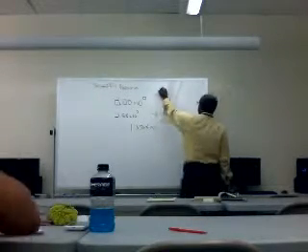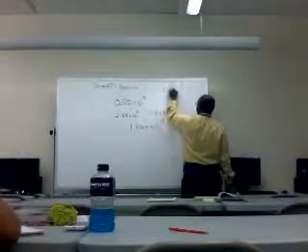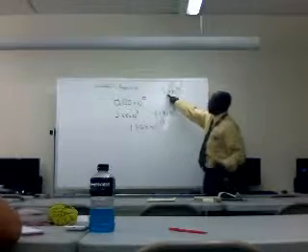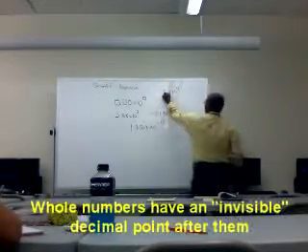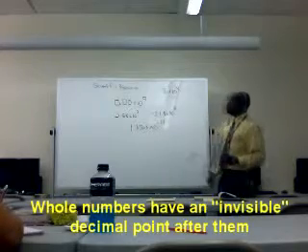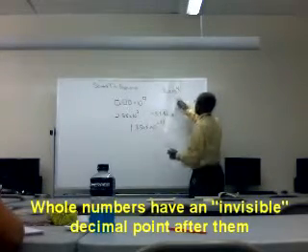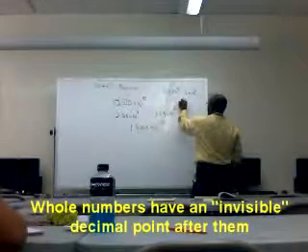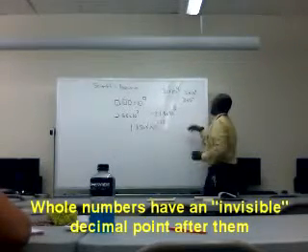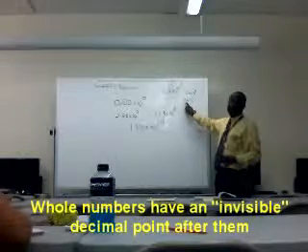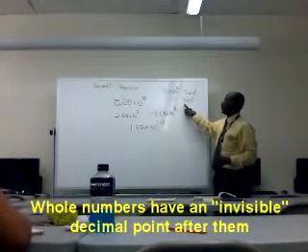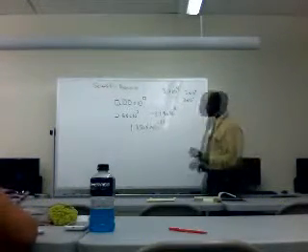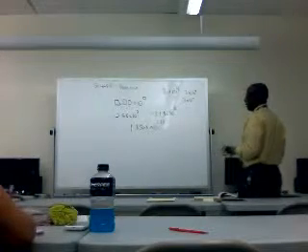We can even have this, 3 times 10 to the 4. Even though there's no decimal there, whenever we have a whole number, there is a decimal that's invisible. We usually don't write 3 times 10 to the 4. We usually write it as 3.0 times 10 to the 4. But 3 times 10 to the 4 is still considered scientific notation because we know that decimal point is there. It's invisible. Okay? So this is scientific notation.